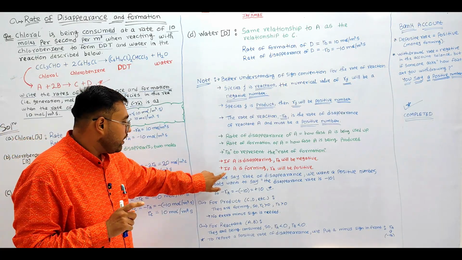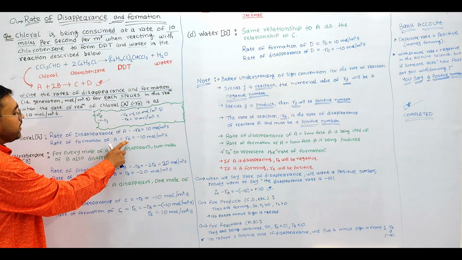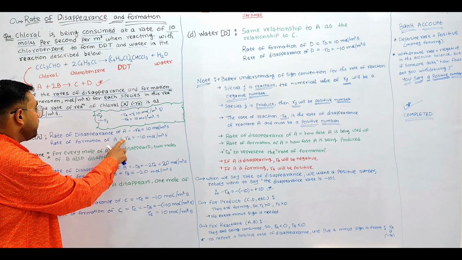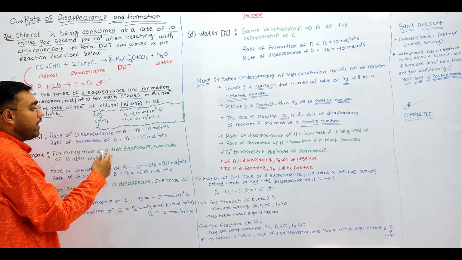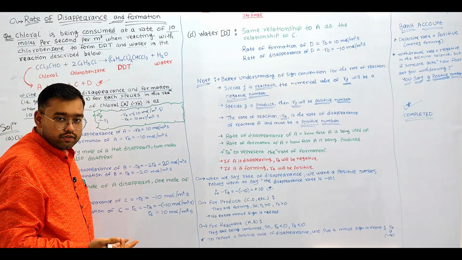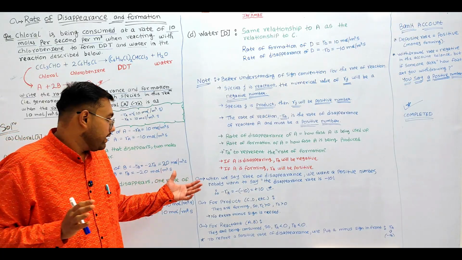Now let's say if A is forming, then Ra will have a positive sign. See, positive Ra. A is forming, so Ra will be positive. And if A is disappearing, then Ra is negative. We have understood all the things, right?